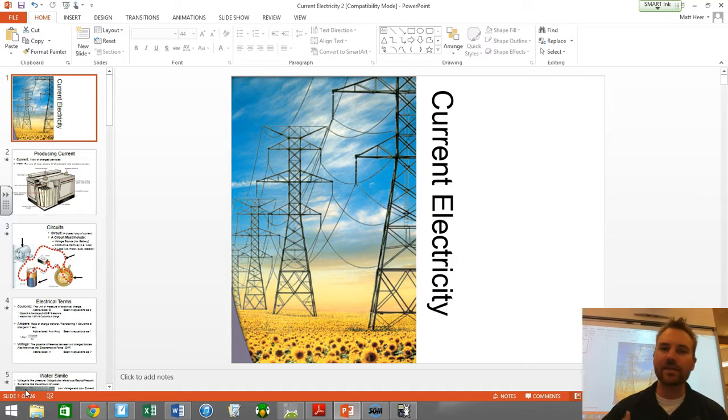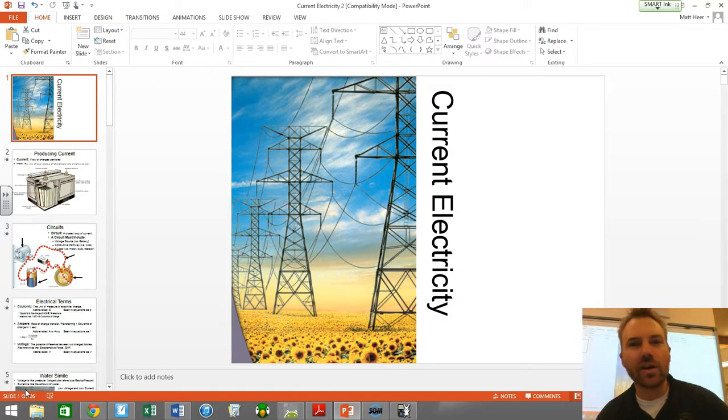My goal by the end of this section is that you'll know the difference between amps, volts, and watts, and what they physically mean. If I told you you have 6 amps, what does that actually mean? Or you've got a 9-volt battery. What does 9 volts physically mean in the electrical world?